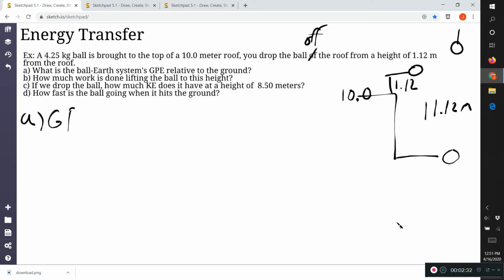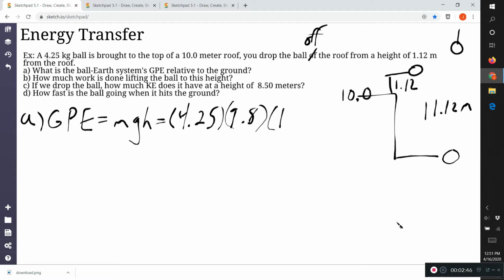So the formula for GPE again is mass times gravity times height. And in this case, that's 4.25 times 9.8 times 11.12. And we will get 463.148, but with a 2 sig figs limitation, that would be 460 joules. So the gravitational potential energy of the object is 460 joules.